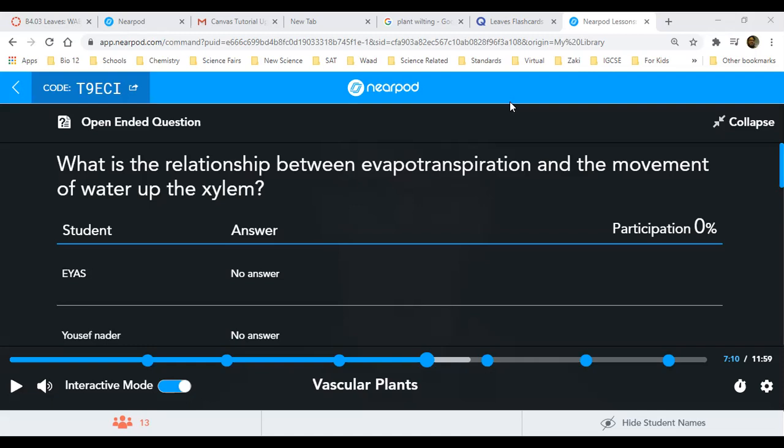So let's see. Rayad, your answer is right, but what does evapotranspiration have to do with it? What is happening because of the transpiration, because of the evaporation of water molecules in the leaf? What are they doing? Is it helping the xylem? So you can simply say the more the water transpires, the more the water evaporates from the leaf, the easier it is for the xylem to bring up the water.